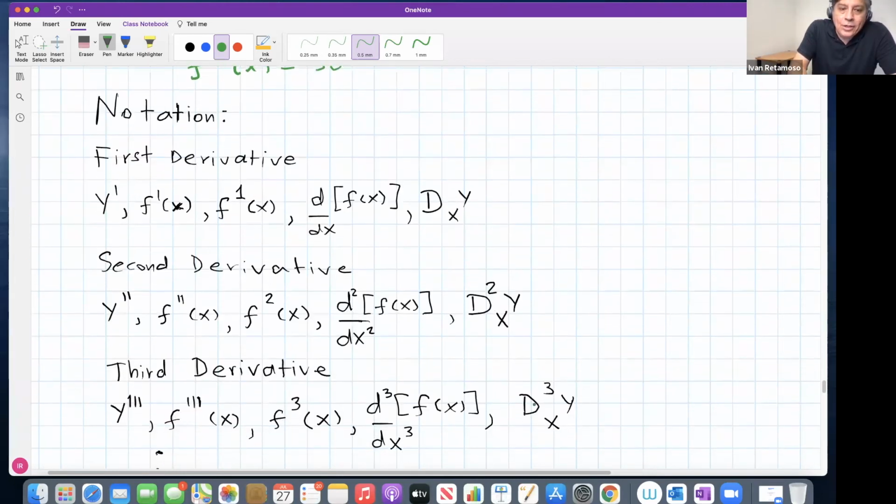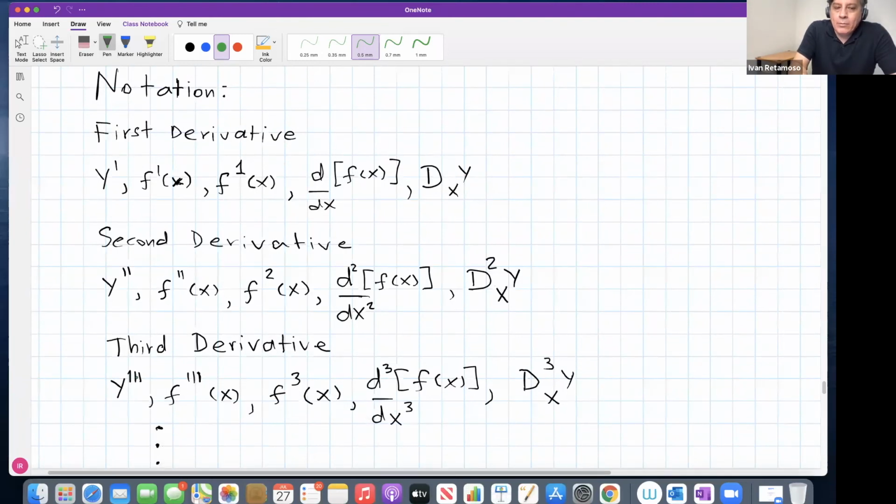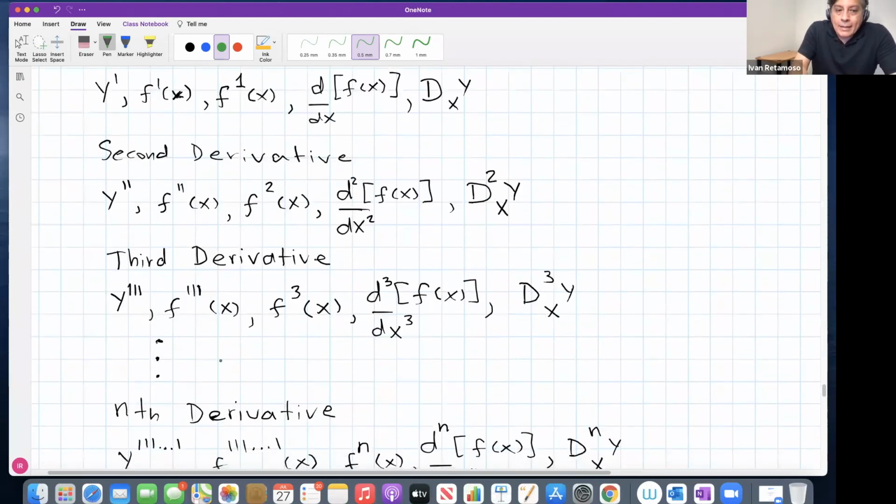Similarly, the third derivative should be y triple prime, f triple prime of x, f with the number 3 on the top of x, or the derivative of f of x with respect to x, writing this 3 on the top here, 3 on the top here to identify that you're dealing with the third derivative, right? Or if you use the big D here, 3 on the top, y here, x here. The third derivative of y with respect to x. That means that similarly you continue, right?